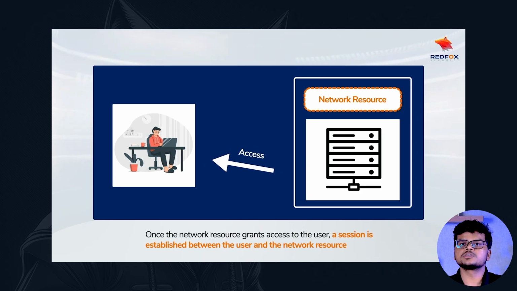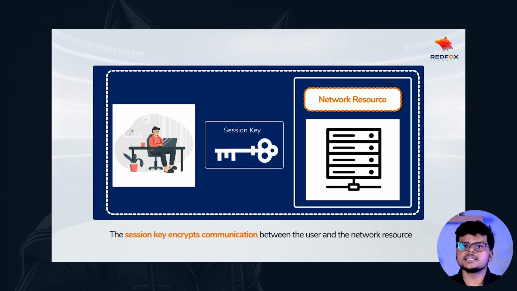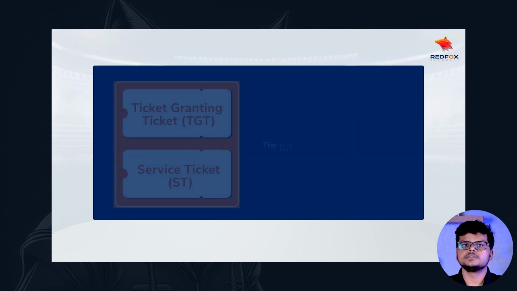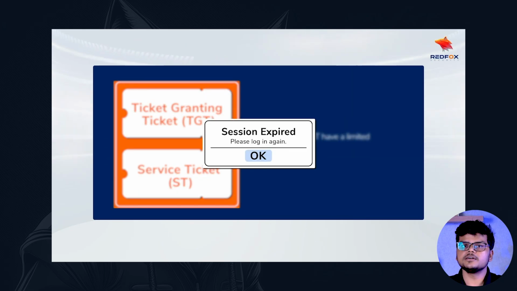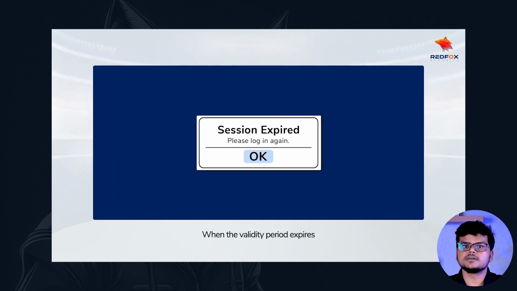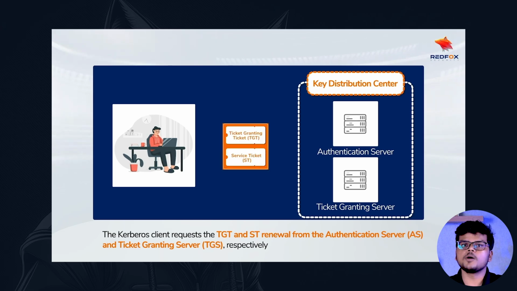Once the network resource grants access to the user, a session is established between the user and the network resource. The session key encrypts the communication between the user and the network resource. The TGT and ST have a limited validity period. When the validity expires, the Kerberos client requests the TGT and service ticket renewal from the authentication server and ticket granting server respectively.